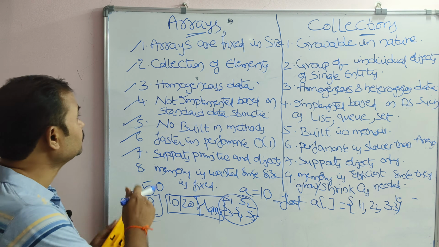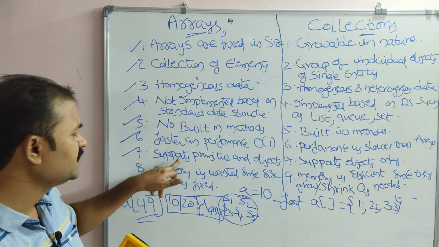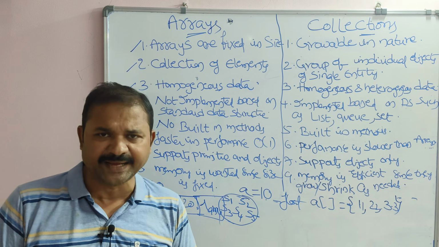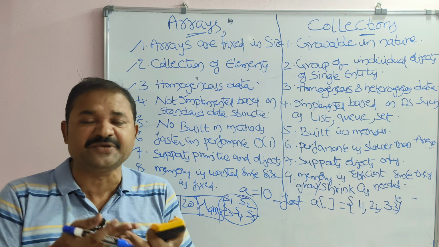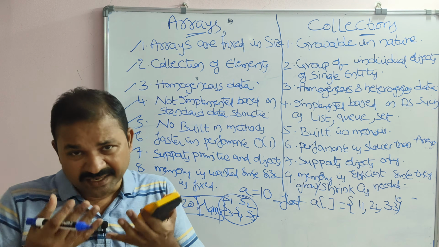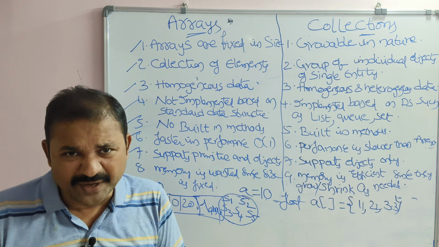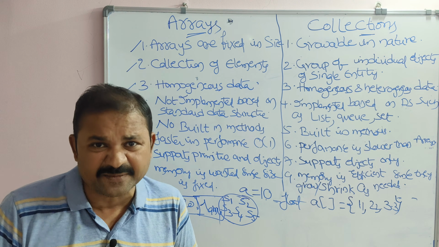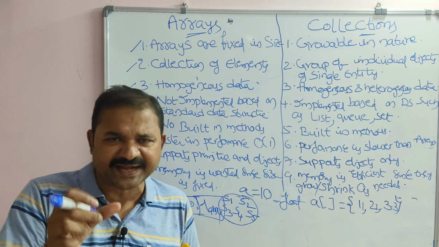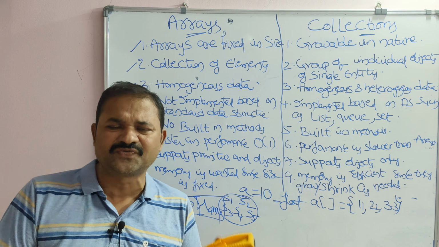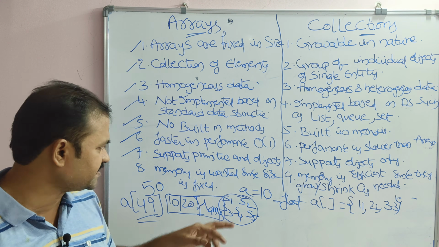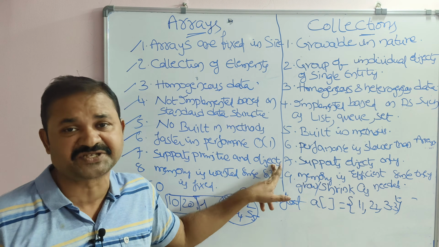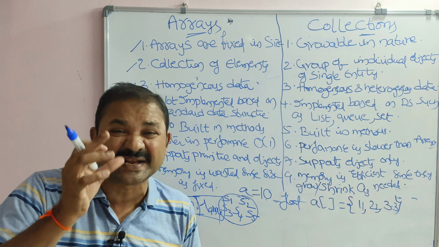Next, array supports primitives as well as objects. In array we can store primitives. Primitives means integers, floating point values, characters. Primitive data types means basic data types. So in array we can store integer values, floating values, character values, likewise. And it supports objects also. Objects means we can use references.